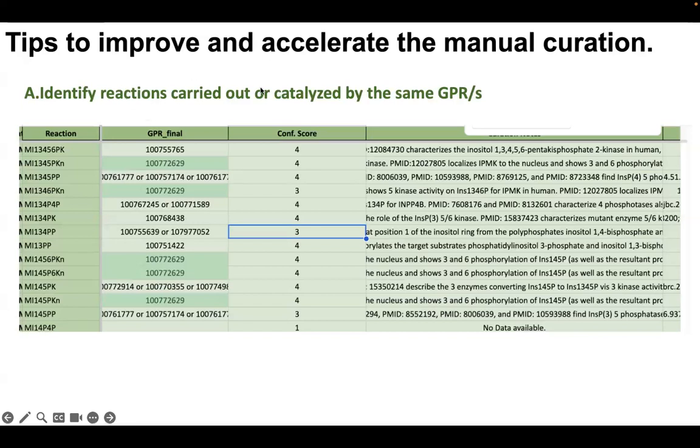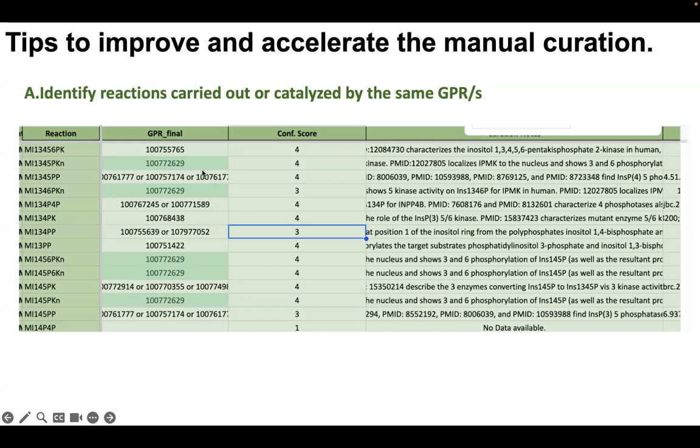The first one is to identify reactions carried out or catalyzed by the same GPR or GPRs. On our last manual curation workshop, I introduced this idea to some curators, and I've seen that many of them really improved the number of reactions curated. So I thought about bringing this to this new workshop and suggest the same thing. When you're curating a reaction, let's say you follow this RIA step and you were able to curate this reaction in 10 minutes, 15 minutes.